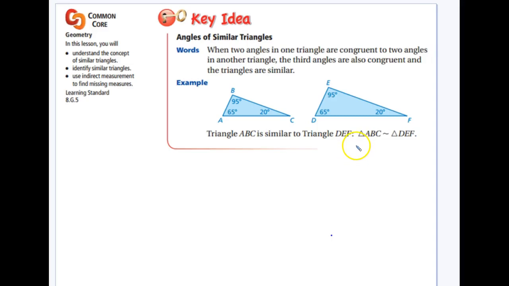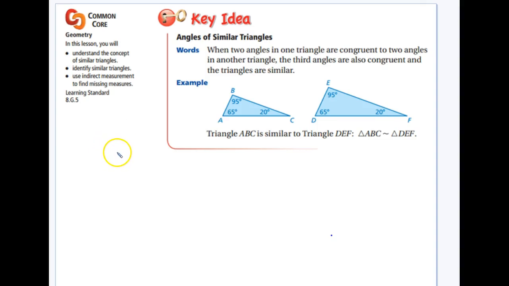Okay, so today's lesson is about similar triangles, so make sure you have your notes out. We are going to cover this geometry standard of understanding the concept of similar triangles. We're going to be able to identify similar triangles and use indirect measure to find the missing measurement.